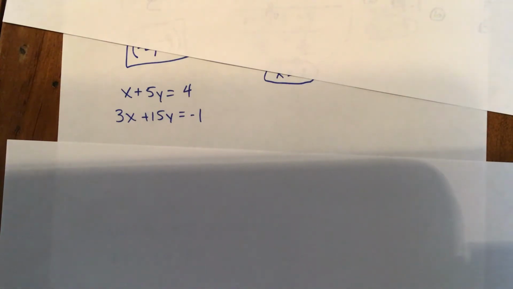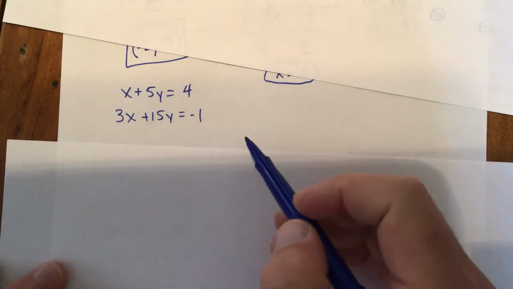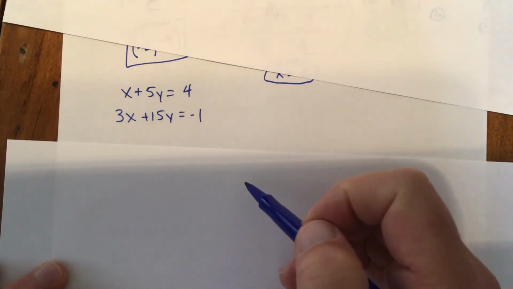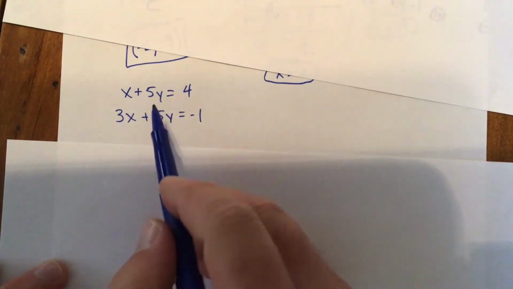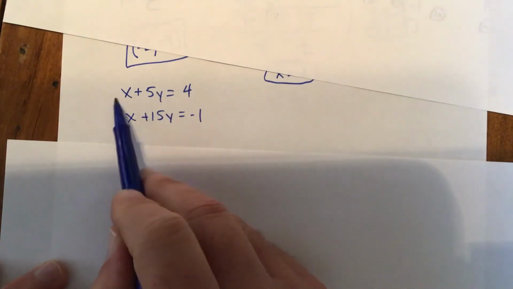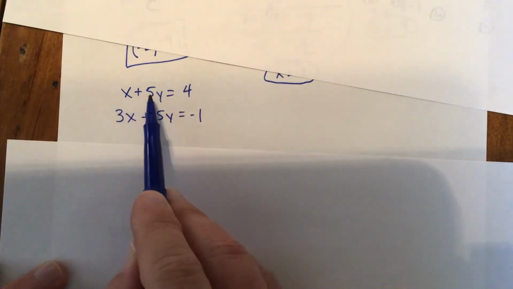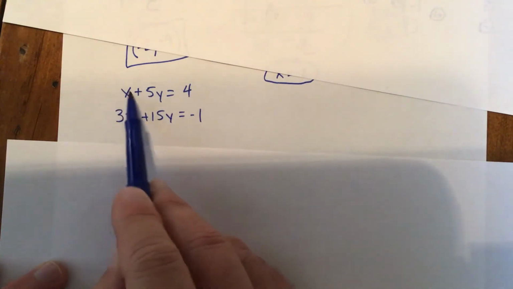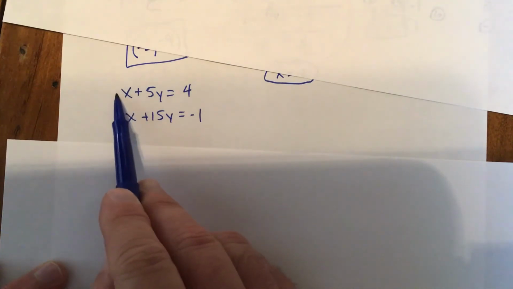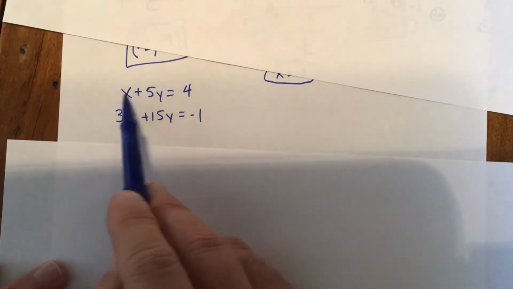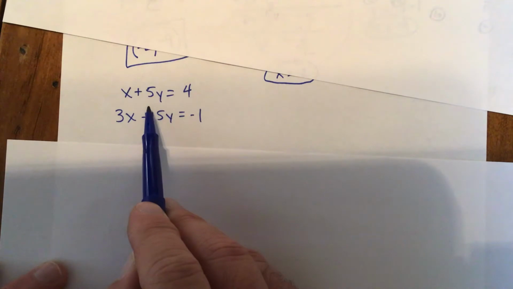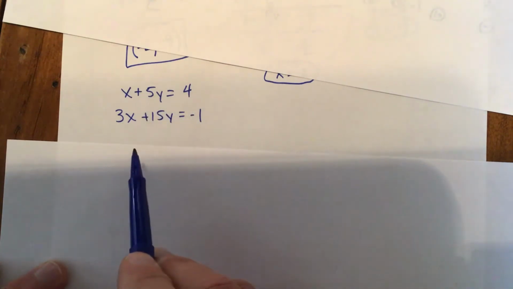So now we have to do the very first thing, and that means we're going to have to solve for one of the variables. Now please pick the variable that has a coefficient of 1. Which one has 1? Well, it looks like it's this one. This x only has a 1 in front of it. So this one I can solve for x by getting the 5y to the other side.